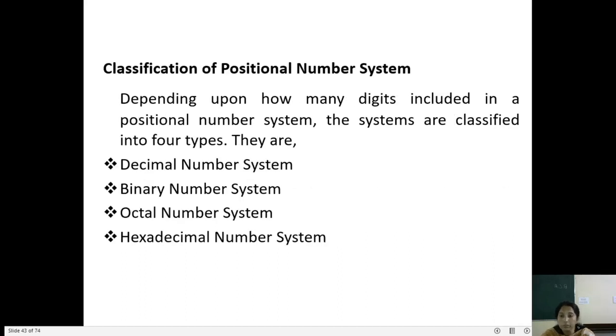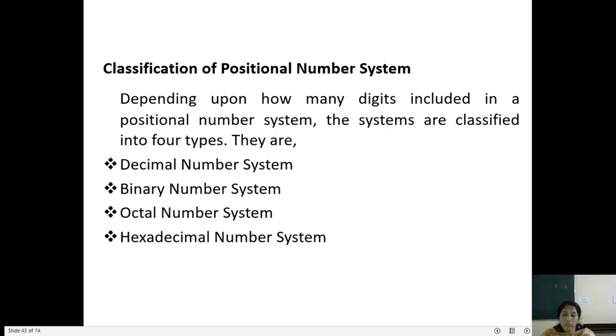In the case of the positional number system, they are classified based on the number of digits they use, and here you can see we can use 2 to the power of n number systems. The binary number system contains only 2 digits, that is 0 and 1. The octal number system contains 2 to the power of 3. Oct means 8, 2 to the power of 3 is 8. In the octal number system, we use it to represent from 0 to 7.